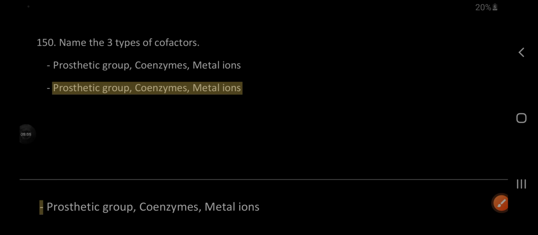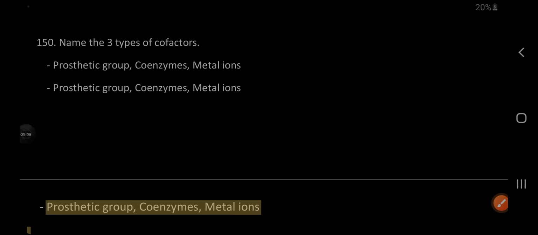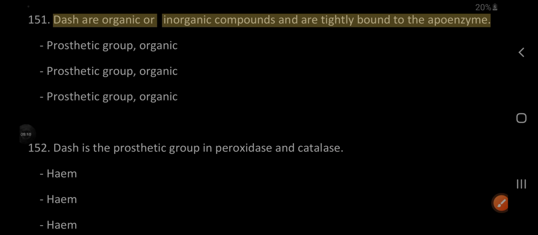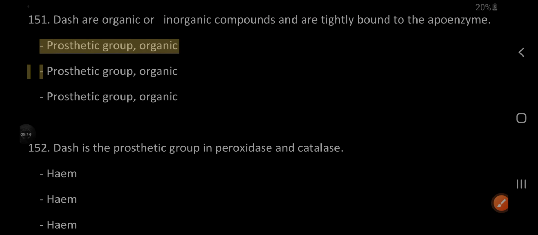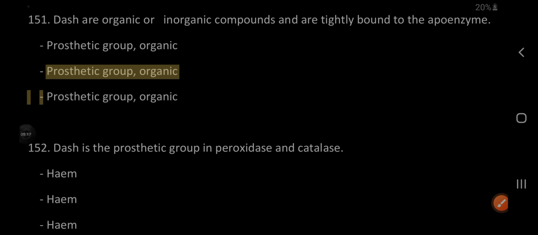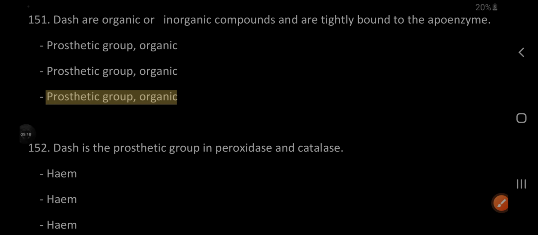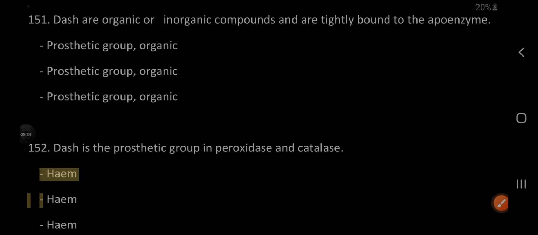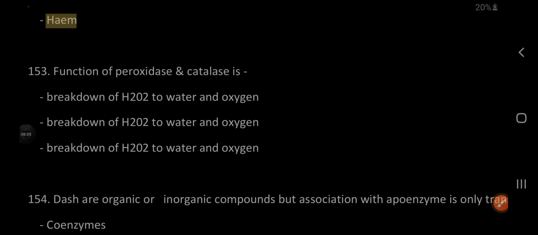151. Dash are organic or inorganic compounds and are tightly bound to the apoenzyme. Prosthetic group, organic. 152. Dash is the prosthetic group in peroxidase and catalase. Heme. 153. Function of peroxidase and catalase is breakdown of H2O2 to water and oxygen.